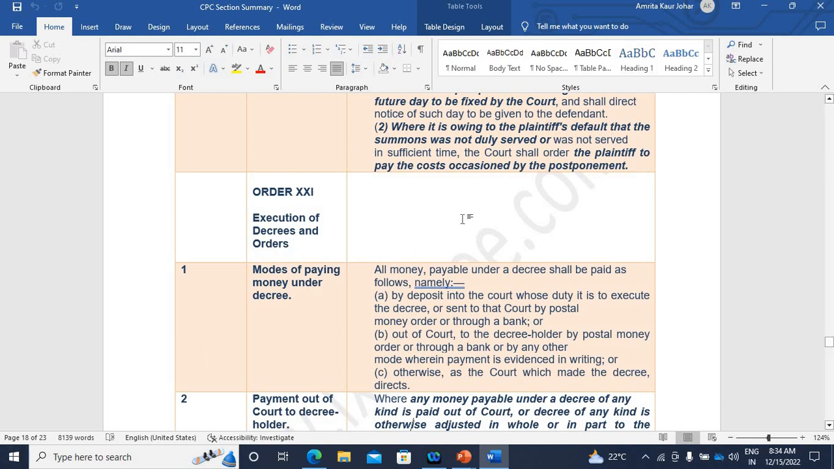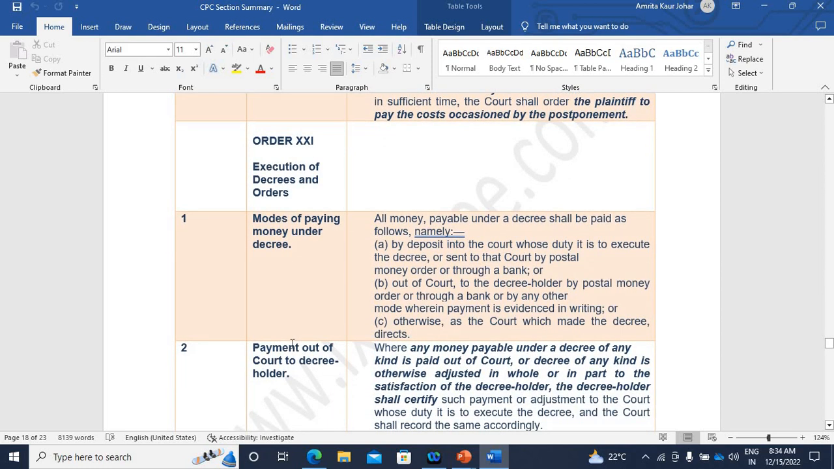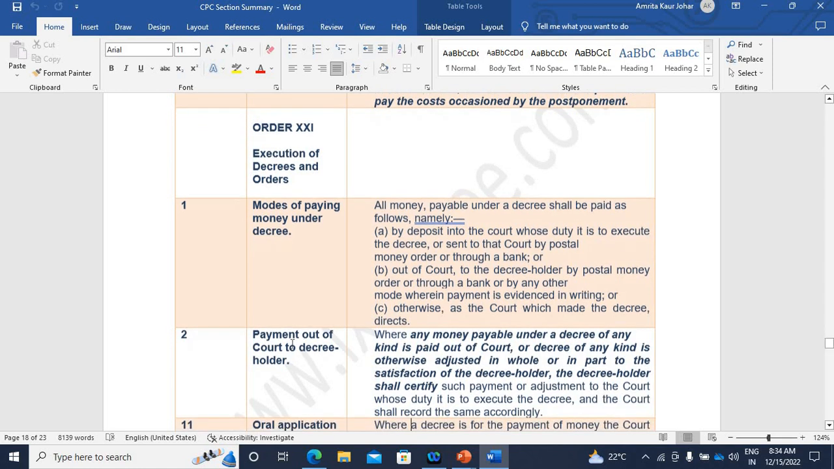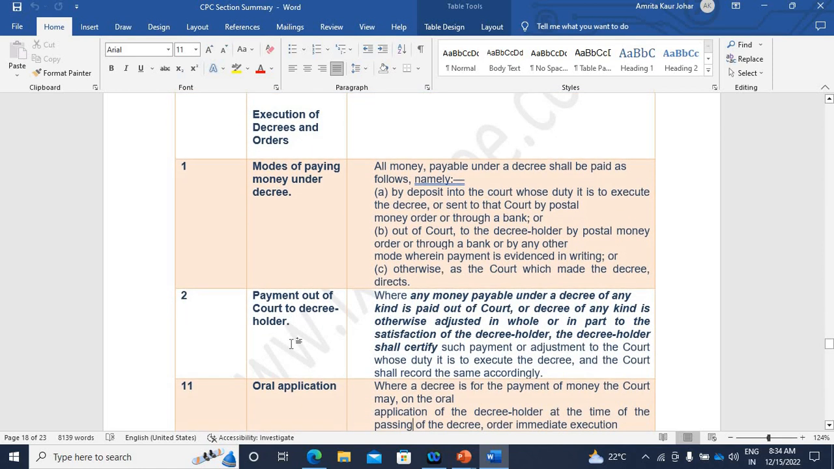Order 21 is quite a big order. In that also, स्टे ऑफ सूट एंड मोड्स ऑफ एग्जीक्यूशन, इनसे रिलेटेड जितने भी रूल्स हैं ये सबसे ज़्यादा इंपॉर्टेंट होंगे. जैसे डिफरेंट कैटेगरी ऑफ डिक्रीज को डिफरेंट मोड्स ऑफ एग्जीक्यूशन दिए गए हैं. The way they are being executed, that differs. So according to that, if you are very clear, for example, decree for restitution of conjugal rights, how it is executed, decree for money, how it is executed.